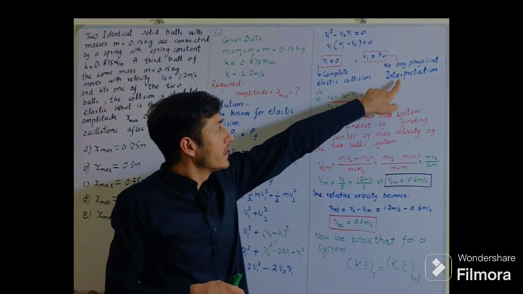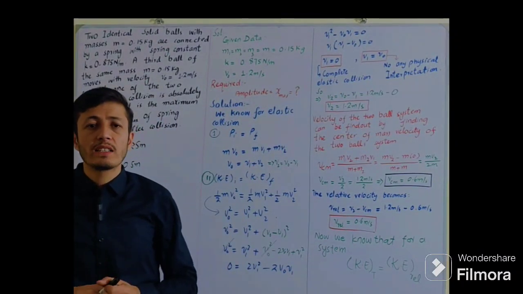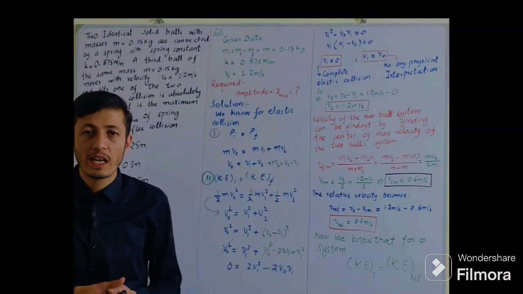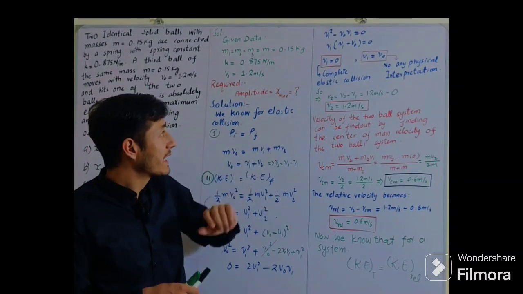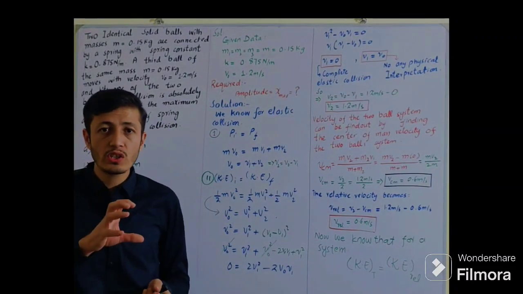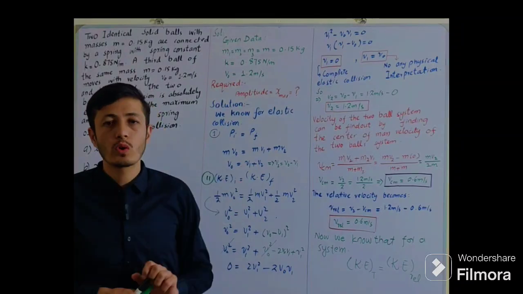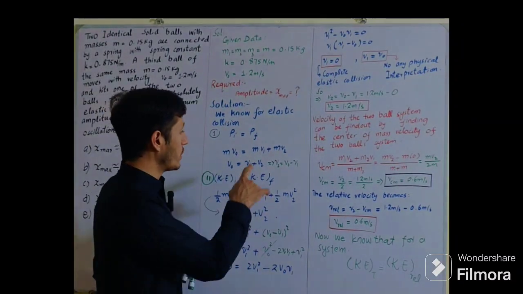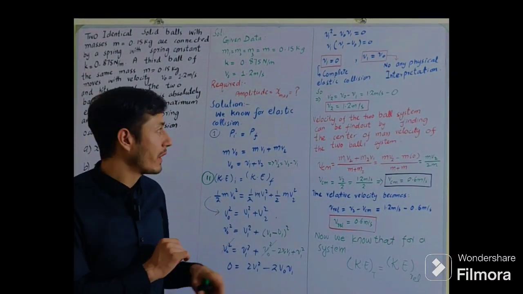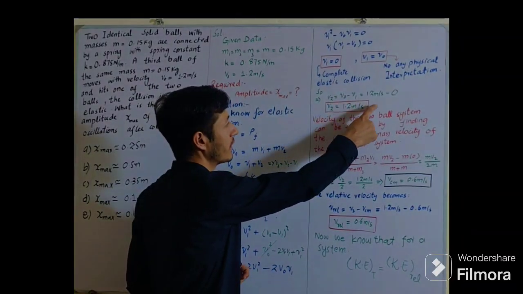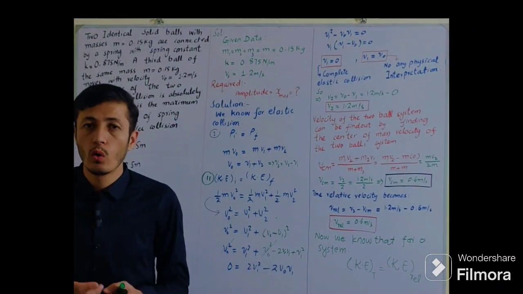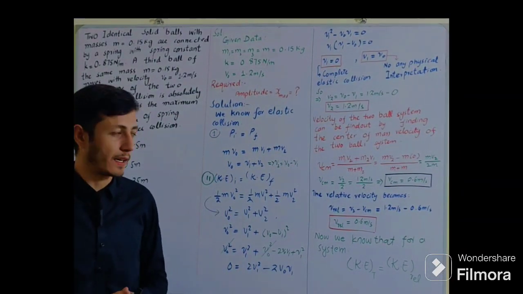Now V1 is equal to V0 has no physical interpretation. So here we take the condition of only the elastic collision, that is V1 is equal to 0. So V2 is equal to V0 minus V1. By placing the value of V1 here, it gives us V2 is equal to 1.2 meter per second.